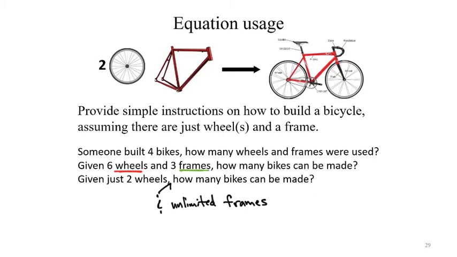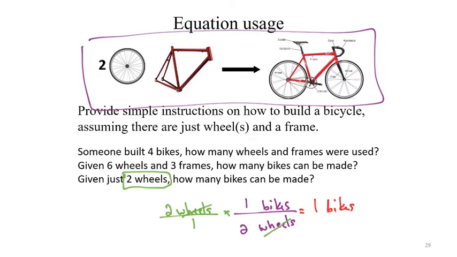So again, I'll give you that second to hit the space bar and go through and solve this. So again, space. And ta-da, we find out that we can make 1 bike. Again, showing all that work.